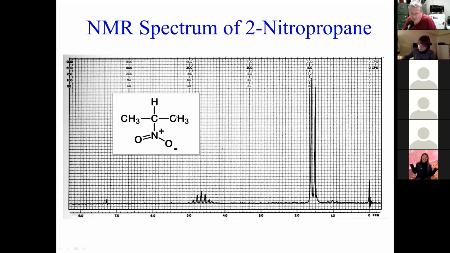Somebody said, what is the 0 spike? Zero. That's the TMS. Remember TMS? It's our 0 point. It's a calibrant. We always add a drop of TMS, or it's in the solvent already. This little guy at 7.2 is the NMR solvent. I'm not going to really talk about that, but it's probably chloroform, and you might see a little peak at 7.2 sometimes. But major stuff we care about, the septet and the doublet, all right? 2-nitropropane.